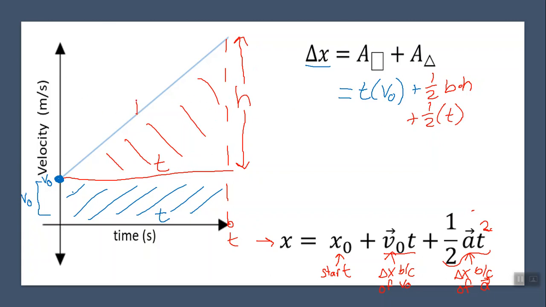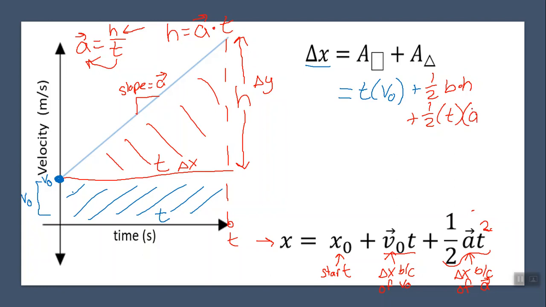But if you remember, we already know the slope of this line represents the acceleration. The acceleration is the slope, so the acceleration is going to be rise over run, or h over t. If we were to calculate the slope, we would do the change in y, which is this height, over the change in x, which is the time. So if we want to solve for h, we can just multiply t to the other side, and we know h is going to be equal to the acceleration of the object times the time we let it accelerate for. So now we know what the height is. We could plug in acceleration times time.